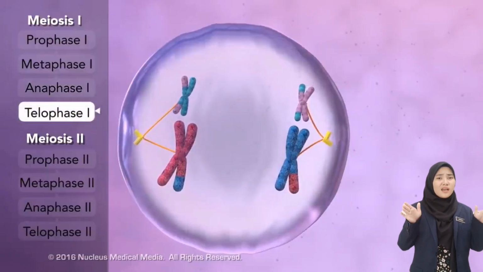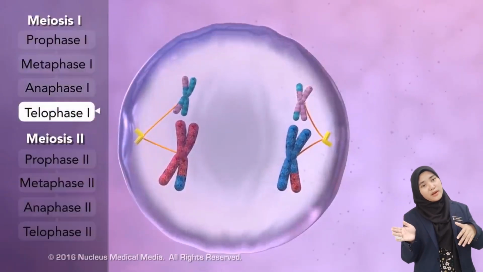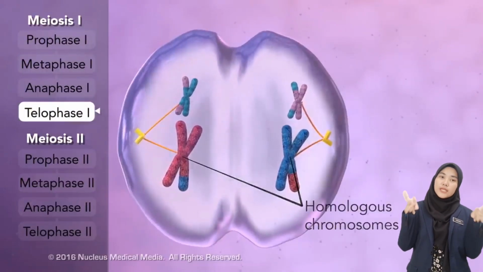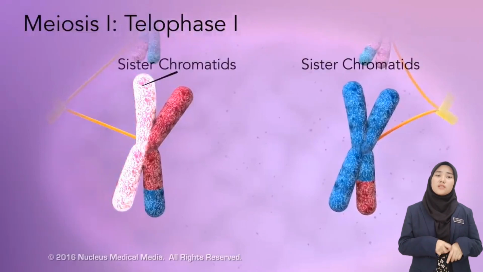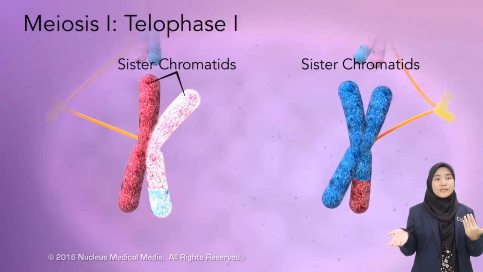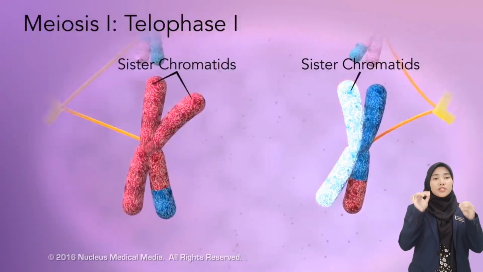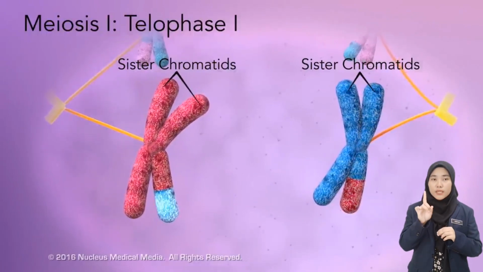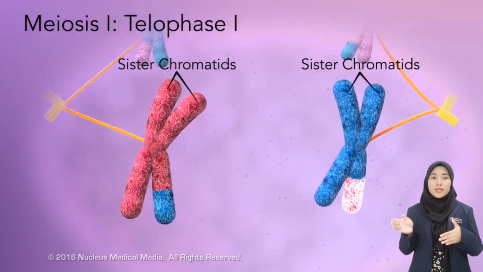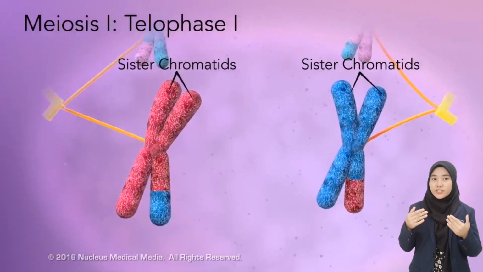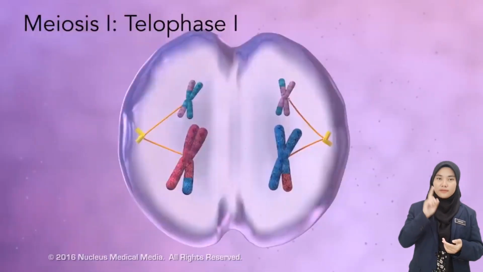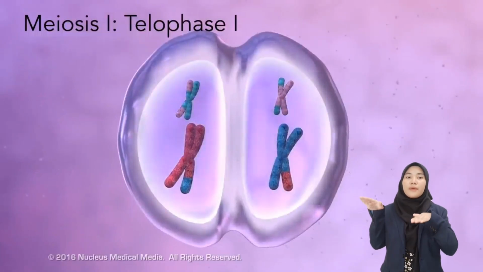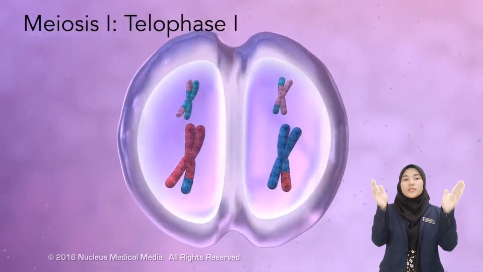Okay, next, the cell enters telophase 1 with one chromosome for each homologous pair at separate poles. However, each chromosome still consists of sister chromatids. Keep in mind that each chromosome's sister chromatids are no longer identical because of the allele exchange that happened during the crossing over. Then, spindle fibers disappear and the nuclear membrane reforms around the chromosomes.